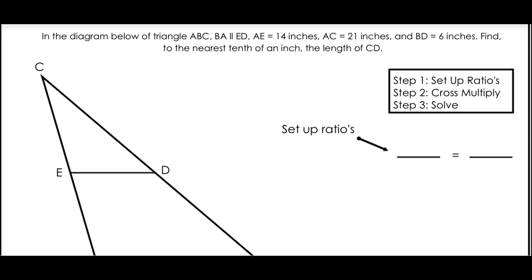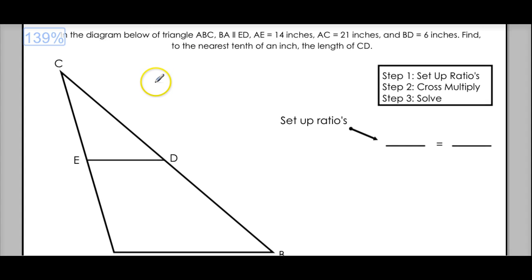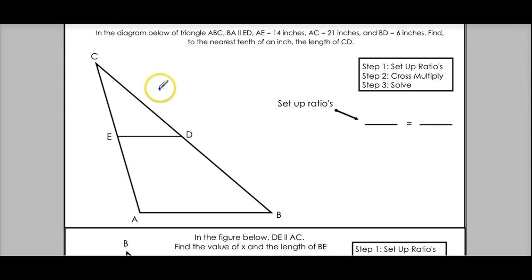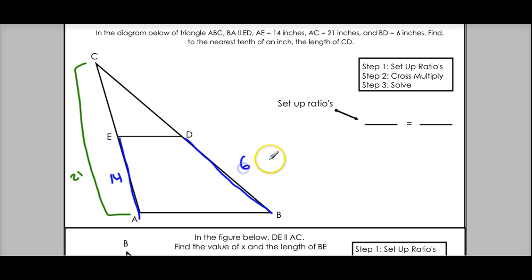We'll get a little more challenging on this one. In the diagram below, triangle ABC, BA is parallel to ED. AE is equal to 14 inches. And AC, which is this whole side, is equal to 21 inches. And finally, BD is equal to 6 inches. Find to the nearest inch the length of CD. We'll put X there because we want to figure that out.